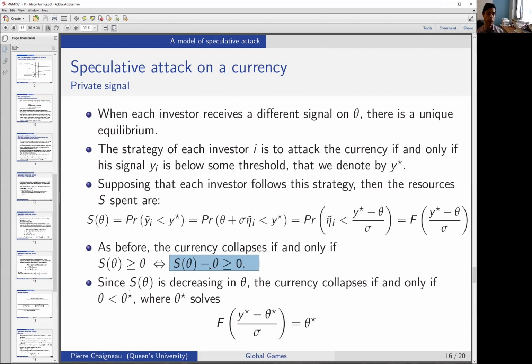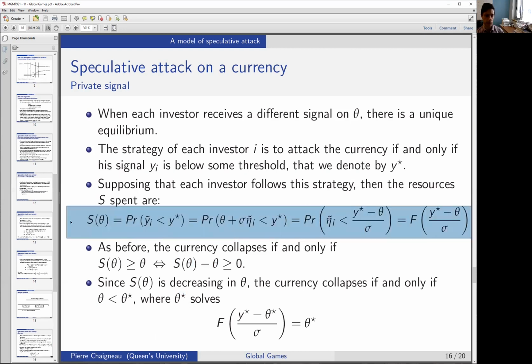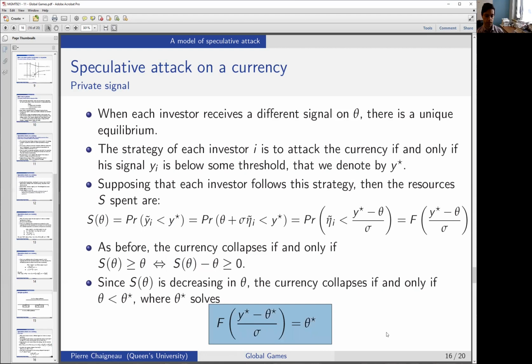So this means that as long as theta is sufficiently low, the currency is going to collapse. And so the currency is going to collapse if and only if theta is less than a threshold that we call theta star, that is such that this expression is equal to 0. So this expression is equal to 0 at theta star. And so rewriting using this expression for S of theta, the condition that implicitly defines theta star is this one.